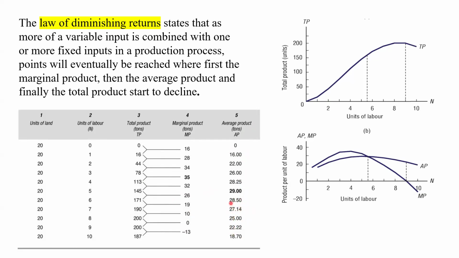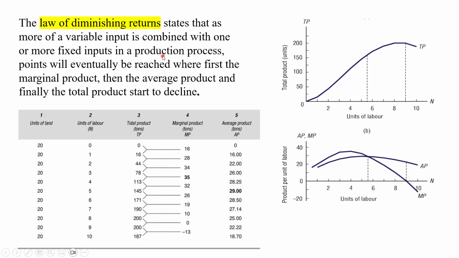So this increase and decrease is explained by what? The law of diminishing returns, which states that as your variable input is being combined with the fixed input in the production process, your marginal product will start to do what? To decrease. You can see that the marginal product starts to decrease first, followed by the average product, and also your total product will start to decline.